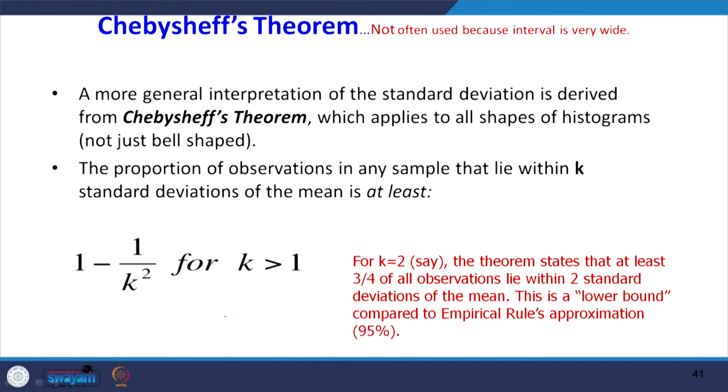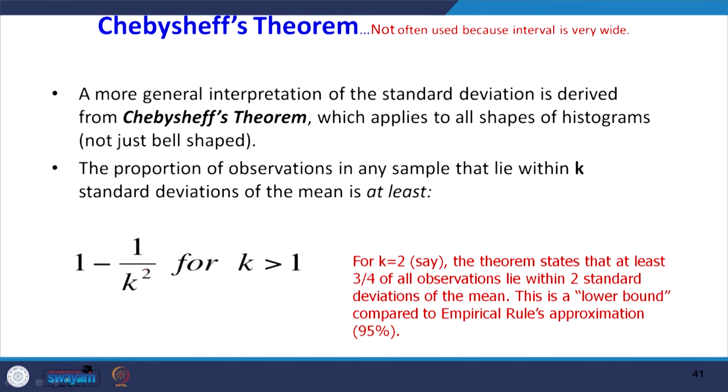A more general interpretation of the standard deviation is derived from Chebyshev's theorem, which applies to all shapes of the histogram, not just bell shaped. What you have seen previously is only for bell shaped, but here it is applicable to all shapes of the histogram, even if the distribution follows any shape. So, the proportion of observations in any sample that lie within k standard deviations from the mean is at least 1 minus 1 by k square.